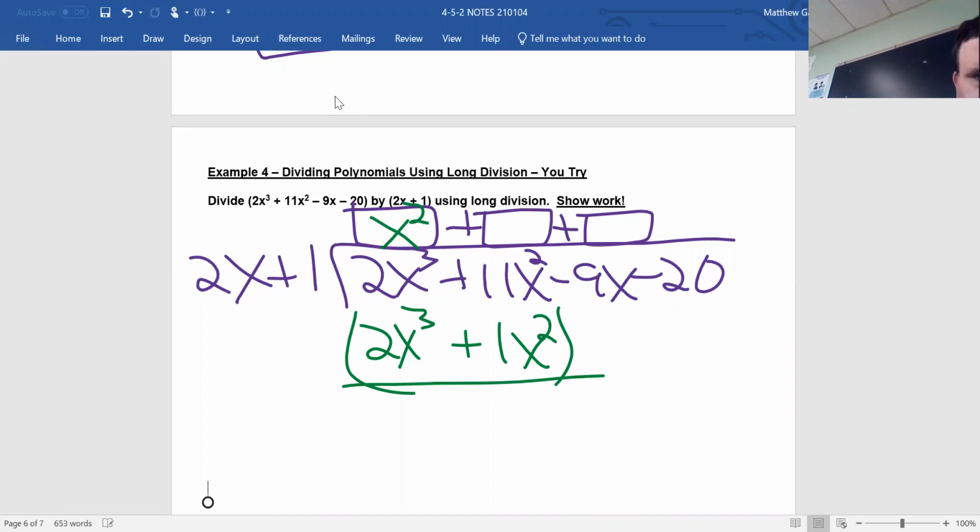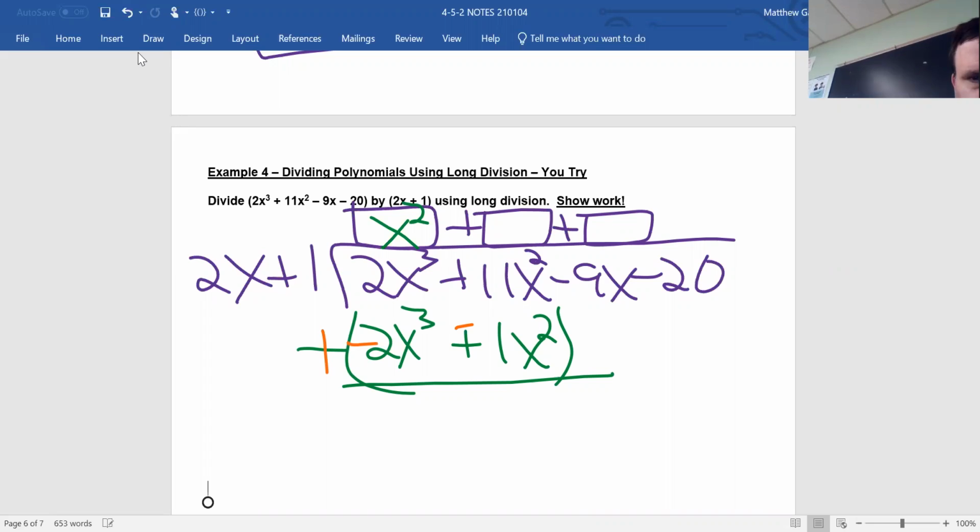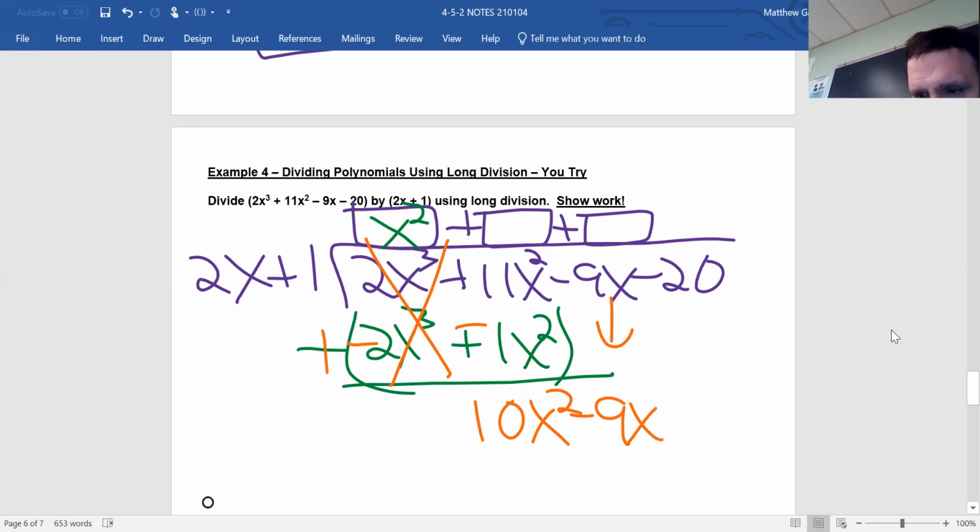Subtract it. So the 2x cubeds cancel, we're left with 10x squared. It's 11 minus 1. It's not 11 plus 1. Drop minus 9x. We'll look at a couple divisors tomorrow with 3 terms. And then divide 10x squared by 2x. That's 5x.